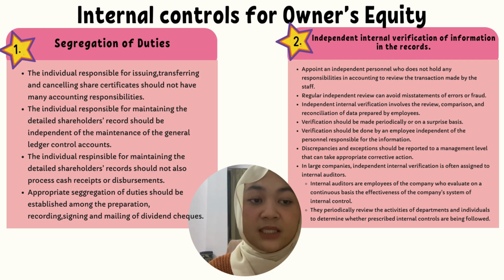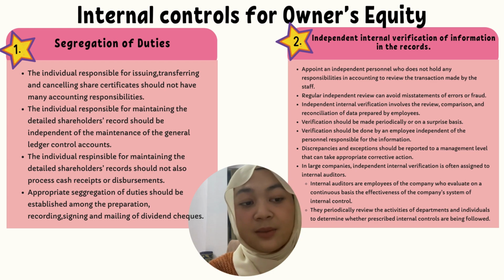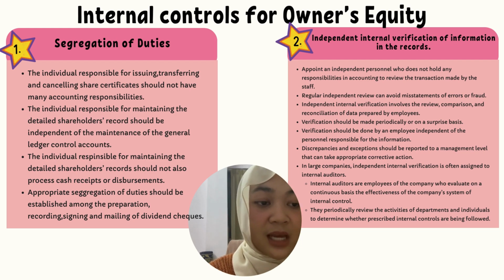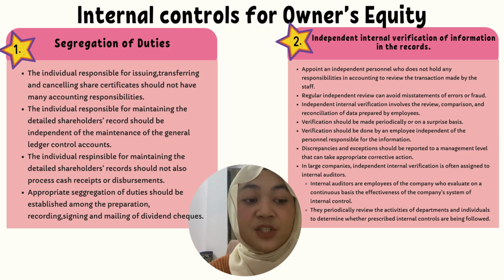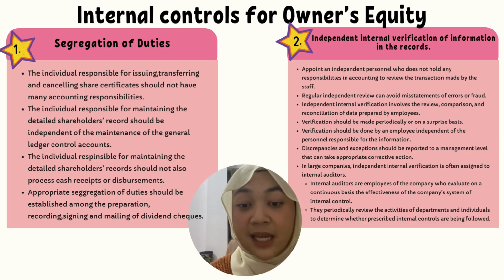Lastly, appropriate segregation of duties should be established among the preparation, recording, signing and mailing of dividend checks. This means different individuals should be involved in each step of the dividend payment process. One person prepares the dividend checks, another records the transaction in the accounting system. A third person signs the checks, and yet another person mails them. This division reduces the risk of fraud, such as issuing unauthorized checks or diverting checks for personal gain. Each step provides a checkpoint where errors or irregularities can be detected.